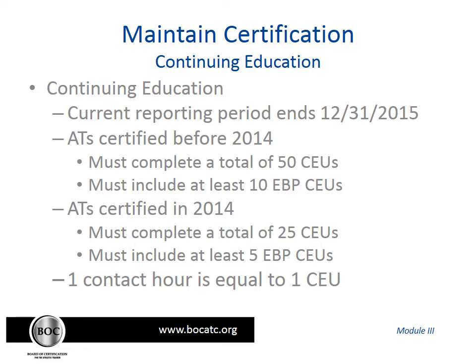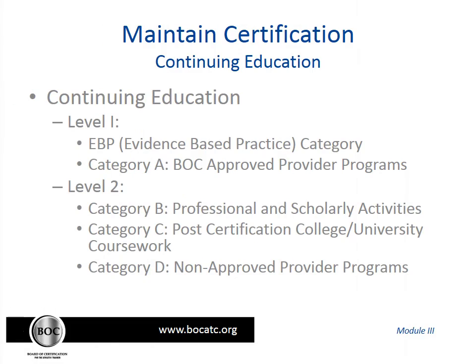ATs certified before 2014 must complete 50 CEUs, which must include at least 10 EBP CEUs. ATs certified in 2014 must complete 25 CEUs, which must include at least 5 EBP CEUs. CEUs are calculated as 1 contact hour equal to 1 CEU. Currently, there are 5 acceptable categories for continuing education.